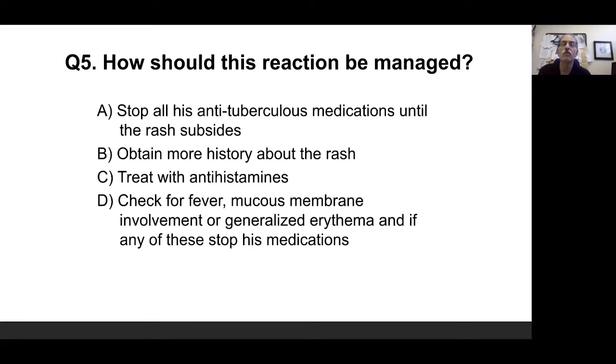So we seem like we're in agreement that we're not going to stop everything. Some of us are going to ask more questions and see what else we can find out. And some of us are going to look to see if there's any mucous membrane or other more severe manifestations that might make us more worried. And I think both of those are appropriate responses.